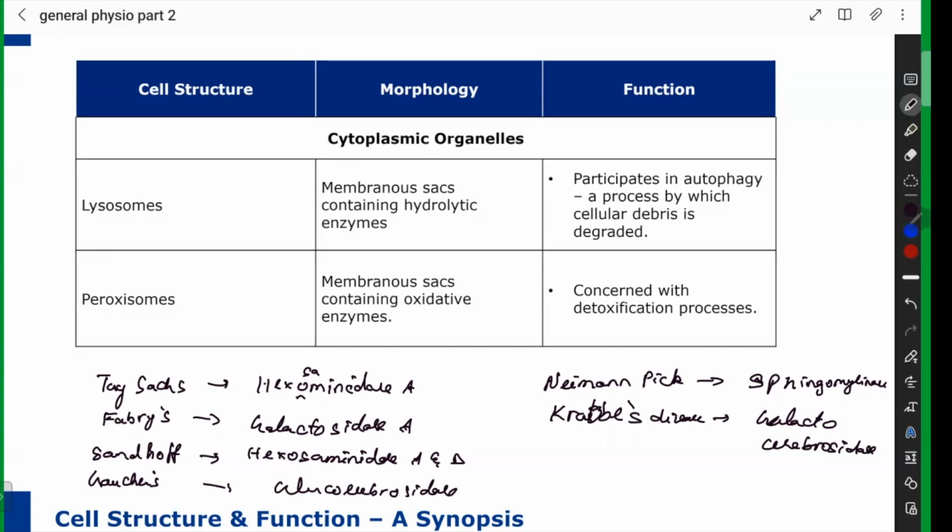Galactocerebroside is going to get accumulated. All these things more or less are going to involve your nervous system, liver, spleen. That's all. And sometimes your skeletal involvement will be there.